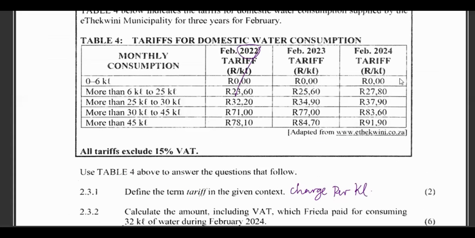No, February 2023. So February 2022, that's the first one. No. February 2023, no. So the values or the calculations that we're going to use are these ones here. But remember, we are trying to calculate for 32 kiloliters. With the 32 kiloliters, we need the first 6. You see that? Because 32 will belong here.